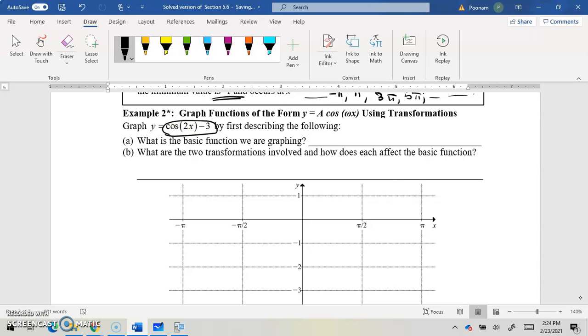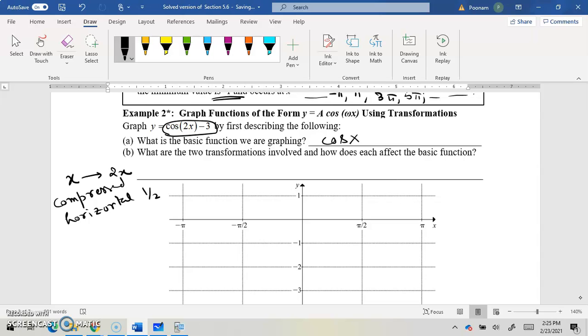Now this function has the basic shape of cos of x, but it is transformed. How is it transformed? x is changed from x to 2x. That means it will be compressed horizontally by a factor of half. And what does negative 3 mean?